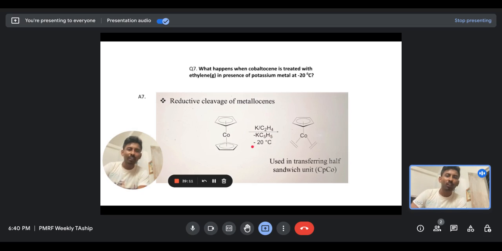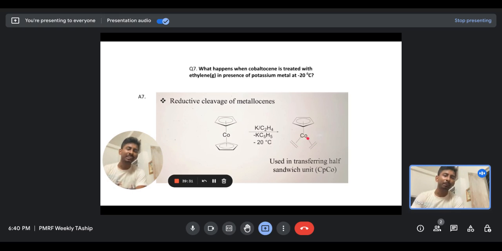The very low temperature, minus 20 degrees Celsius, the cryogenic condition, is required to increase the selectivity of the reaction. When this Cp is eliminated, three vacant sites are available for cobalt. Since extra ethylene is supplied as pressure, two ethylene moieties will be bound to the cobalt.